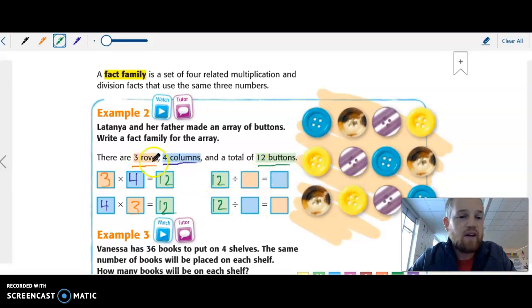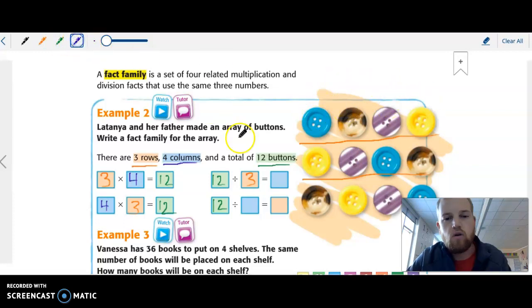Now I'm going to flip back and forth with my first one. I'm going to use my rows as my divisor. So if I break them down by rows, I get 3. What this is saying is I broke them down like this. So I have 1 row, 2 rows, and 3 rows. And then my answer, or my quotient, is going to be how many are in each row. And if I look, I can count 1, 2, 3, 4. So I end up with 4 in each row.